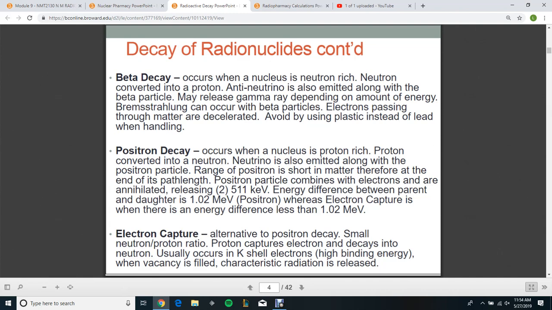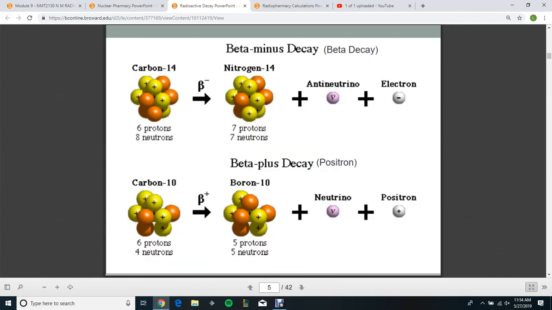Electron capture is an alternative to positron decay. It occurs with a small neutron to proton ratio. A proton captures an electron and decays into a neutron. It usually occurs with the K-shell electrons, which have a high binding energy. When the vacancy is filled, characteristic radiation is released.